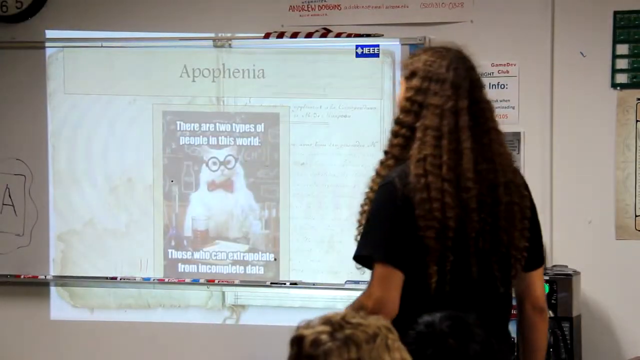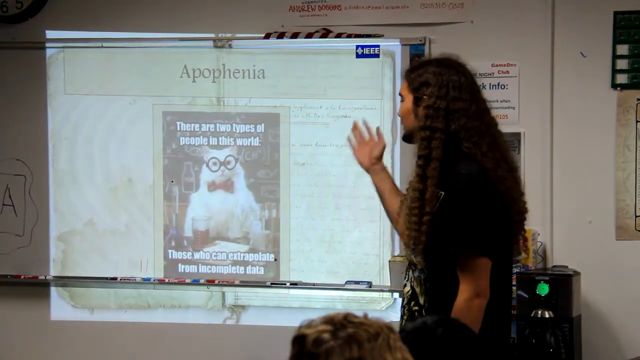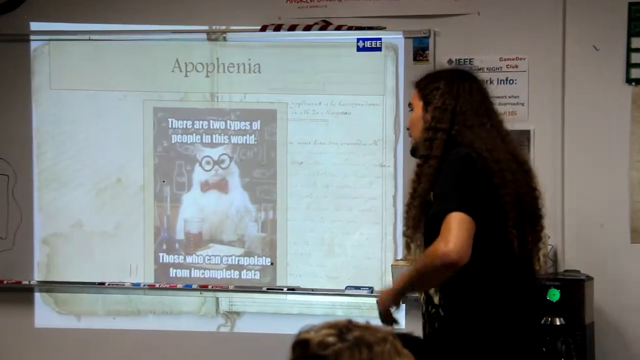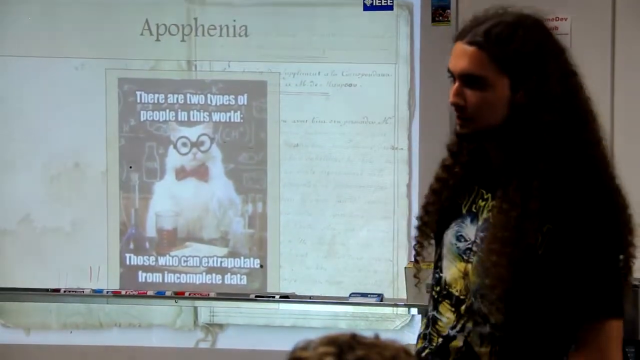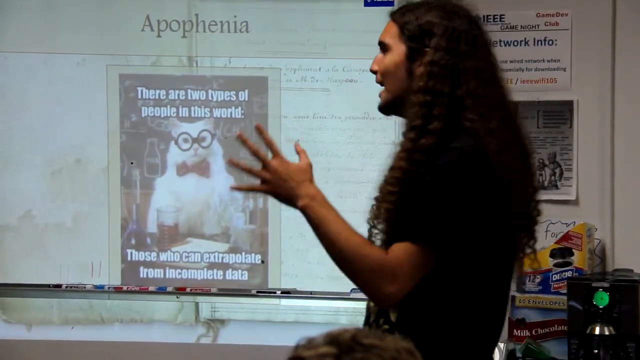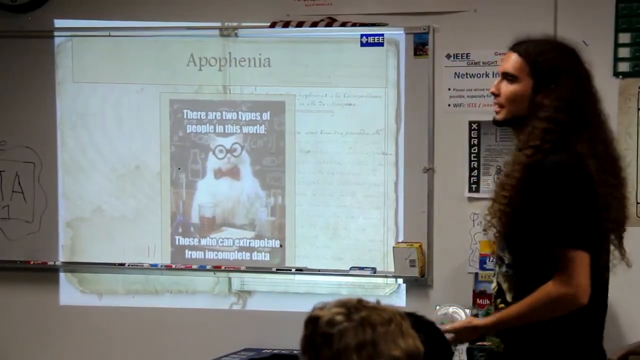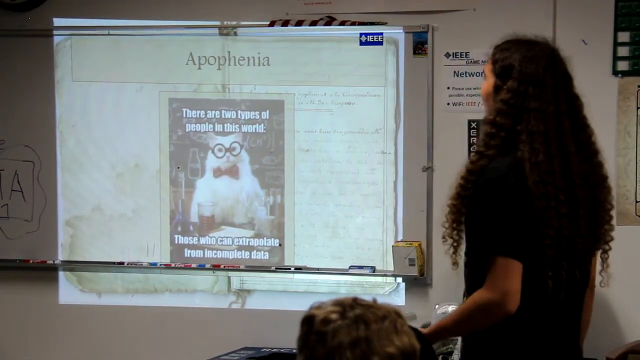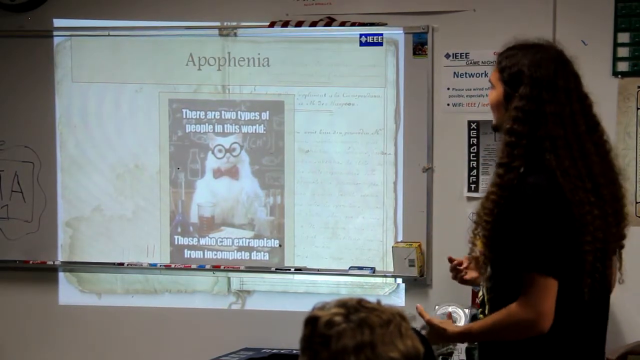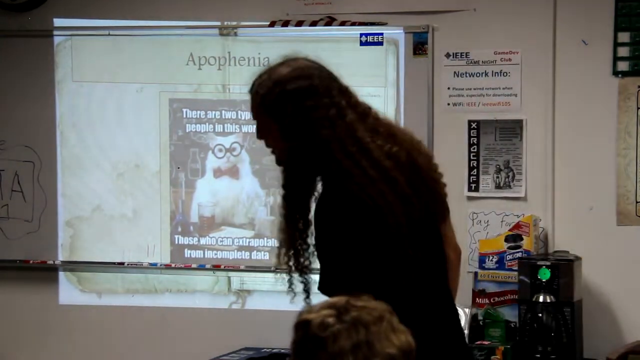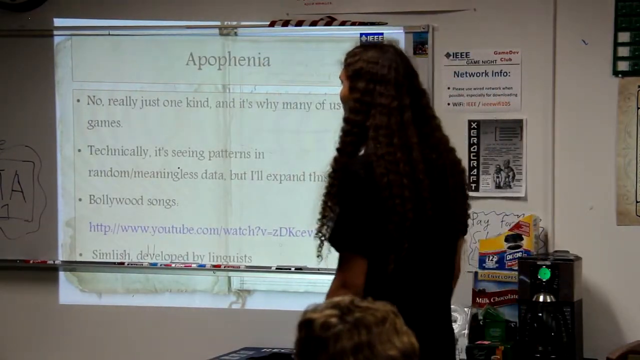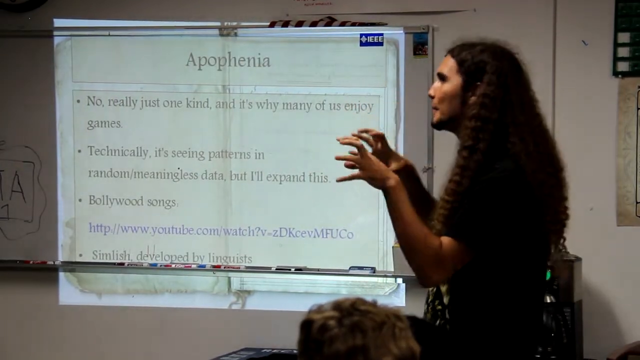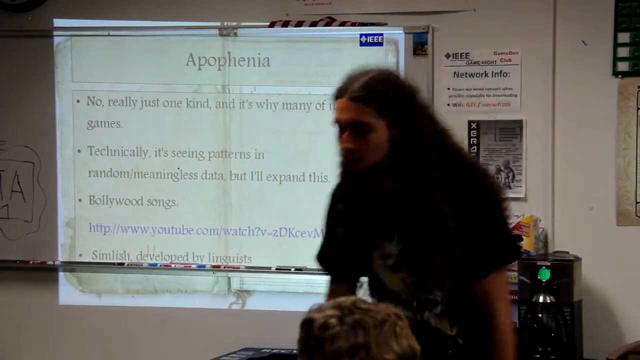And that brings me to this word, apophenia. What does that mean? Well, it reminds me of this stupid meme, or not just a meme, it's just a joke, where it says, there are two kinds of people in this world. Those who can extrapolate from incomplete data. And those who can't. And the joke is that in order to understand the joke, you need to be able to extrapolate from incomplete data. That's the point. And that's not quite true, because everybody can do that, and it's what makes games fun for a lot of people. Technically, the definition is seeing patterns in random or meaningless data. But I want to expand that a little bit.